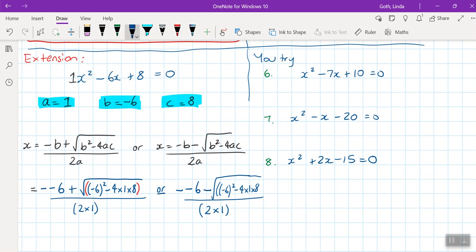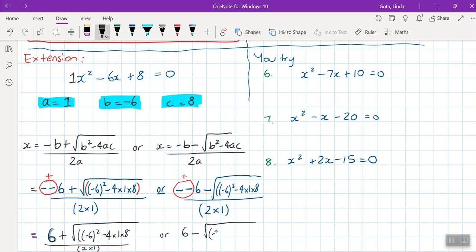Now before you go putting this into your calculator, let me clear something up. When we've got two negatives next to each other, that actually turns into a plus. Same thing here, plus. So what we're really putting into our calculators is going to be 6 plus the square root of minus 6 squared minus 4 times 1 times 8 all over 2 times 1, and similarly just 6 minus the square root of minus 6 squared minus 4 times 1 times 8 over 2 times 1.